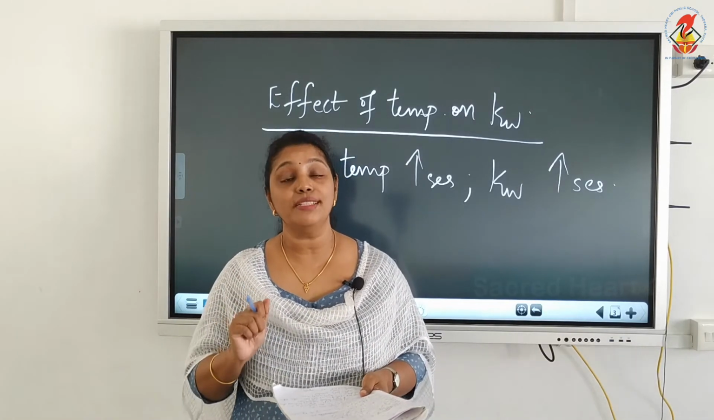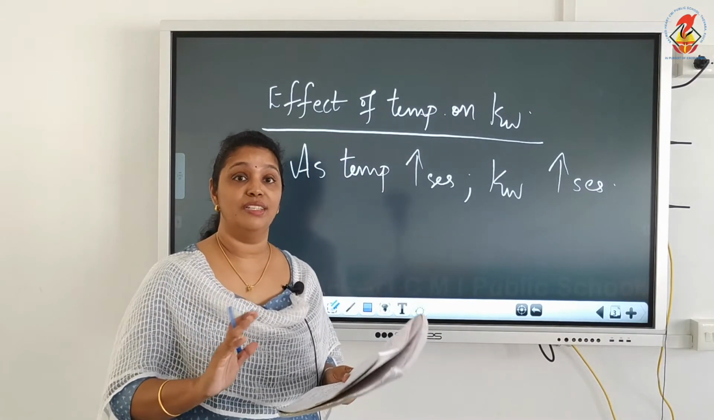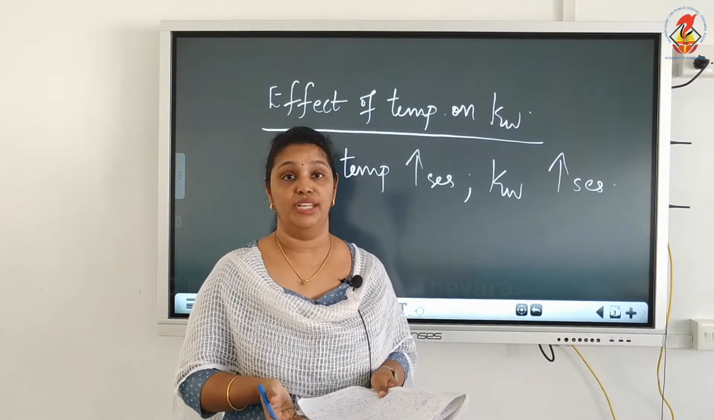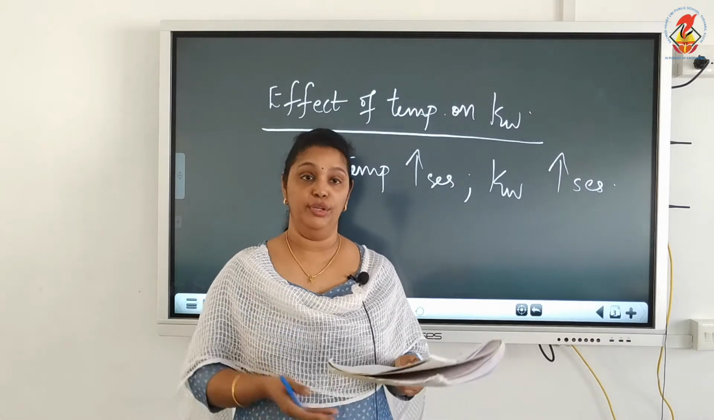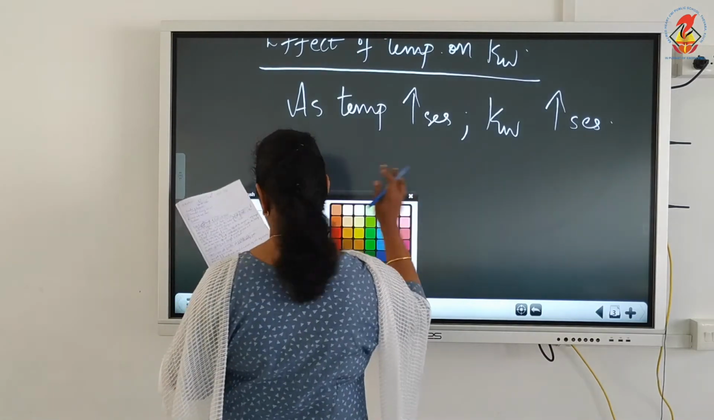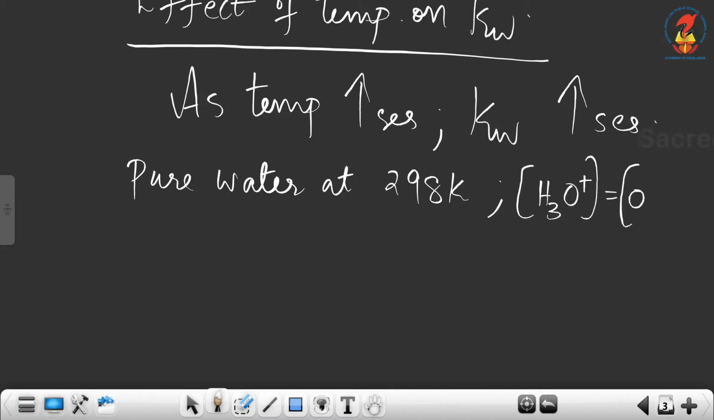the relative concentration of H3O plus and OH minus ions. That is, if you know the concentration of H3O plus and OH minus ions, we can predict whether the given solution is acidic, basic or neutral. Again, we know that for pure water at 298 Kelvin or 25 degrees Celsius, the concentration of H3O plus is equal to the concentration of OH minus, which is equal to 10 raised to minus 7 molar.